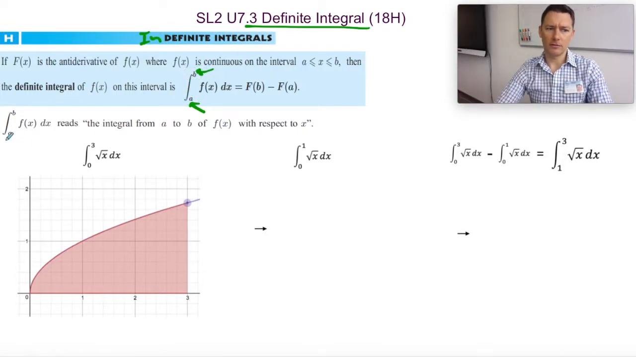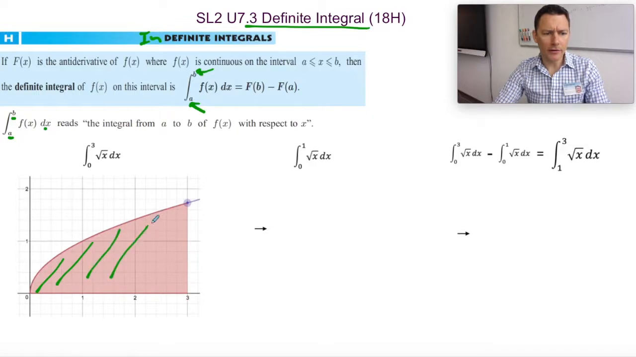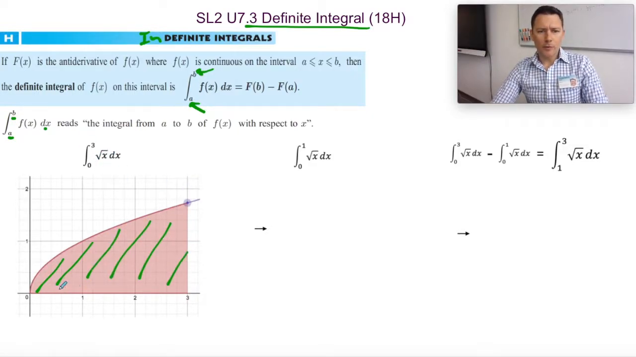So this reads f of x dx, we integrate from a, the lower limit, to b, the upper limit, with respect to x. And so that sounds a little daunting, but it's not. You know that from 0 to 3, if you integrated this, you could find the area under here, from 3 down to 0.